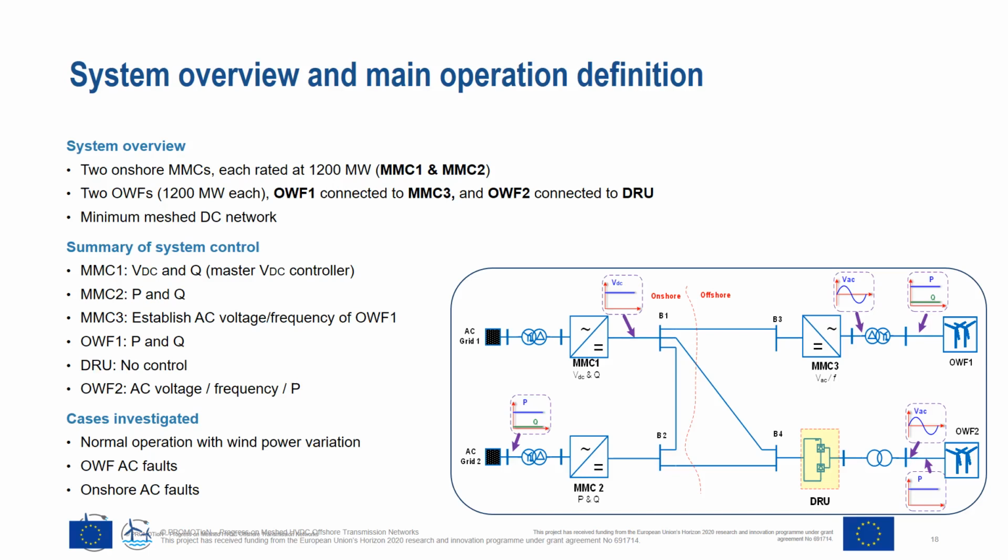MMC1 acts as master VDC controller, while the onshore MMC2 acts in PQ control mode. The offshore MMC3 establishes the AC network for the offshore wind farm 1, while for the DRU connected offshore wind farm 2, it has to establish its own AC voltage frequency as well as controlling its power generation. So various cases, including normal operation with wind power variation and onshore and offshore AC faults are studied.